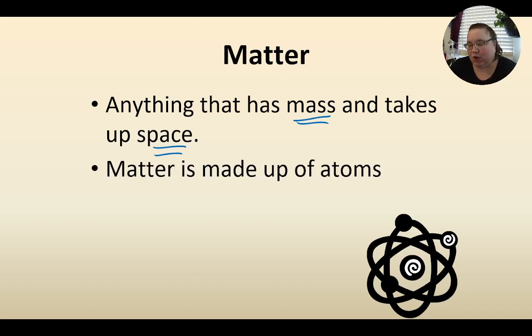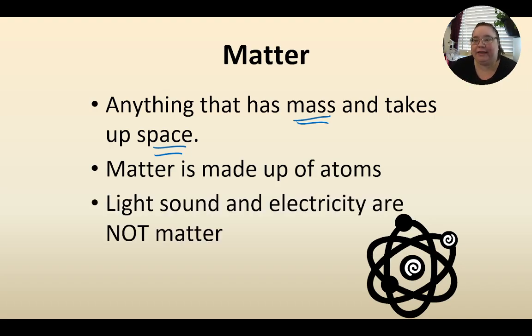Things that are made up of matter is most anything that you encounter on a daily basis. The air that you breathe, the desk that you touch, the clothes on your back, the food that you eat, those are all matter. They have mass and occupy space. Now, matter is made up of atoms.